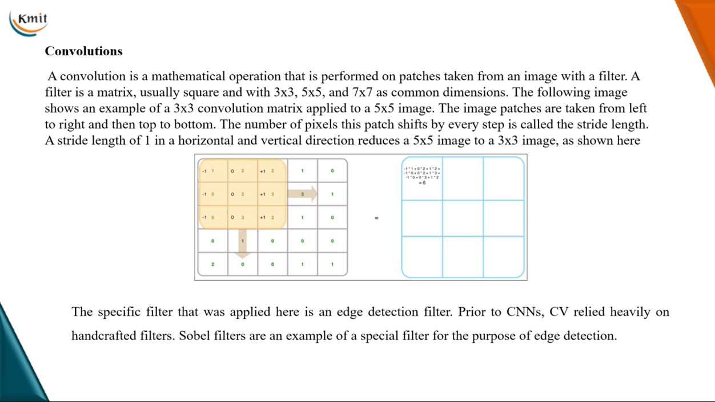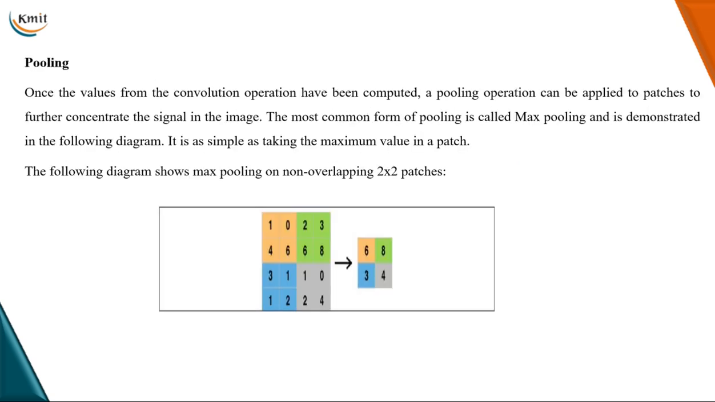Prior to CNNs, computer vision relied heavily on handcrafted filters, for example Sobel filters. You can choose any filter of your choice. And then the second important concept, one of the important techniques in CNN when we talk about image processing, is pooling.